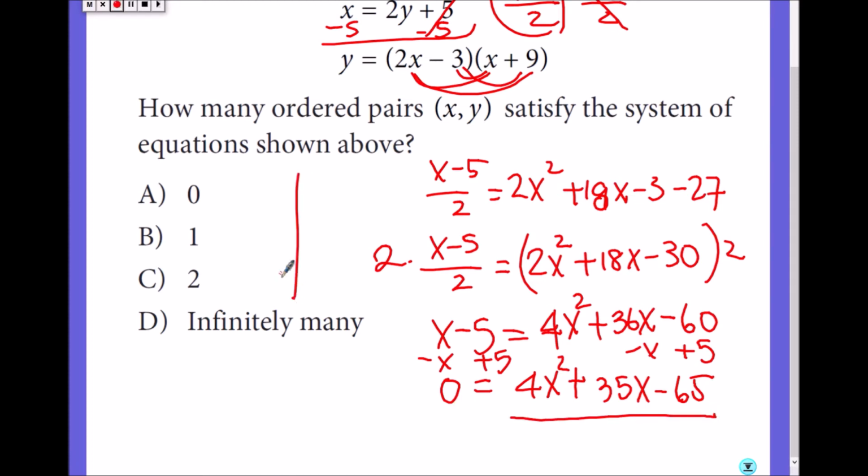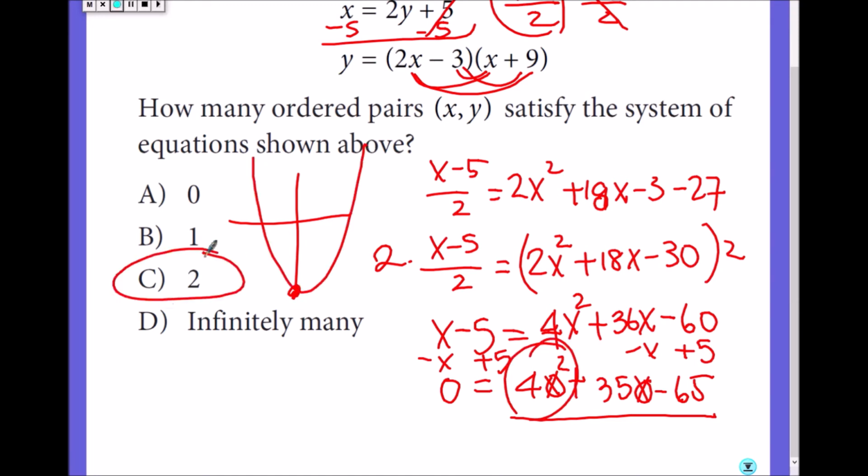So it's a parabola. Y-intercept when x is 0, right? 0, 0. It's at negative 65. And it's positive, meaning it opens up. So how many solutions do you have? C. 2 solutions. Yeah.